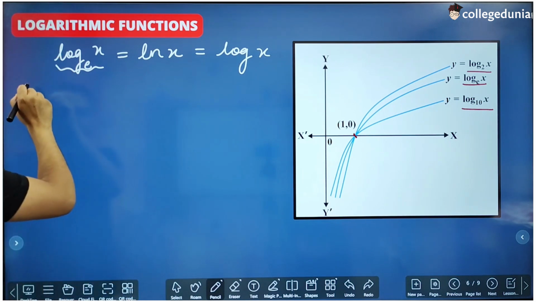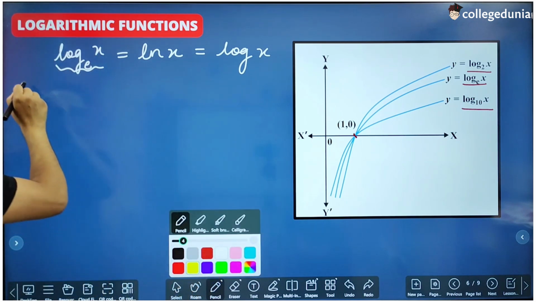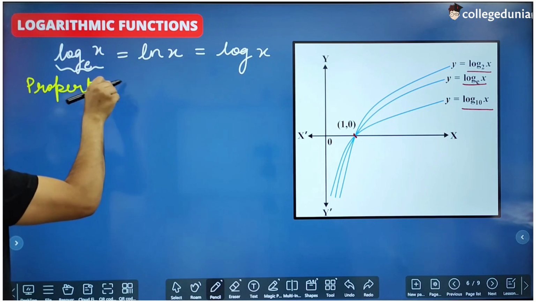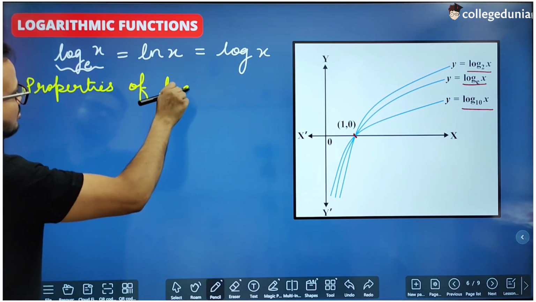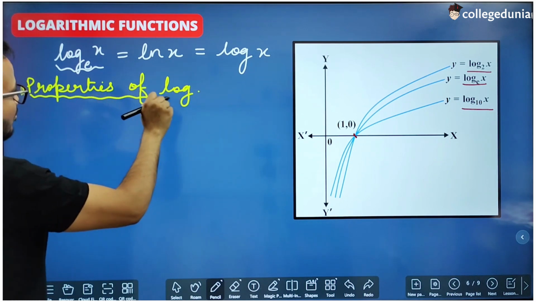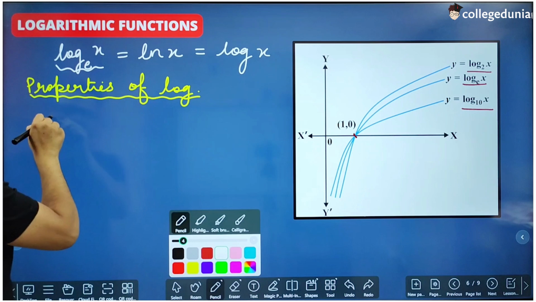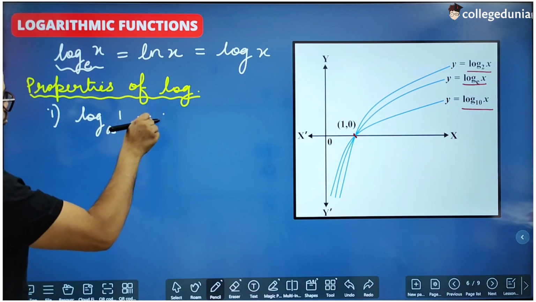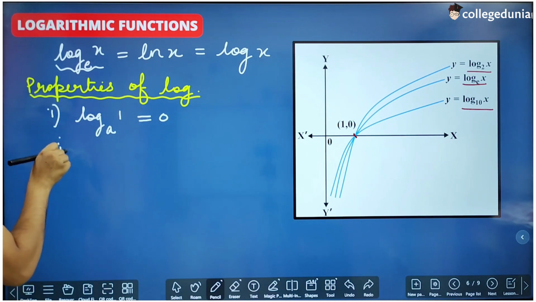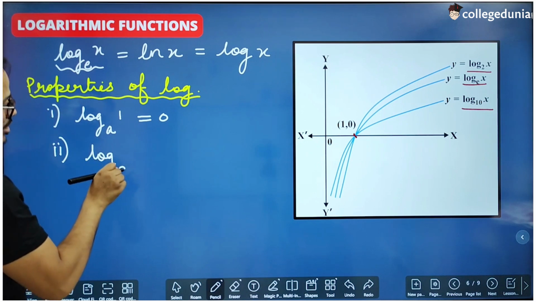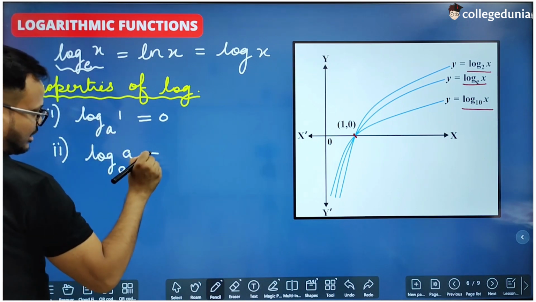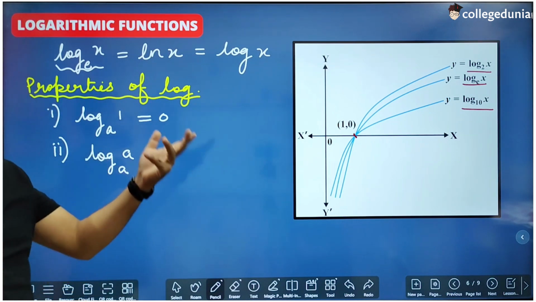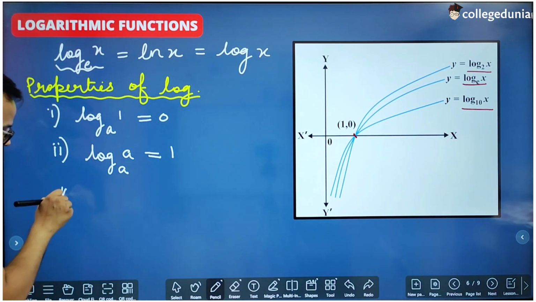Okay, so what is the first property? First property is that for any base a, log 1 is always 0. We have discussed this property. Second property, if this number and this number are same, then the answer is obviously going to be 1, because to what power should a be raised to get a? Obviously 1.